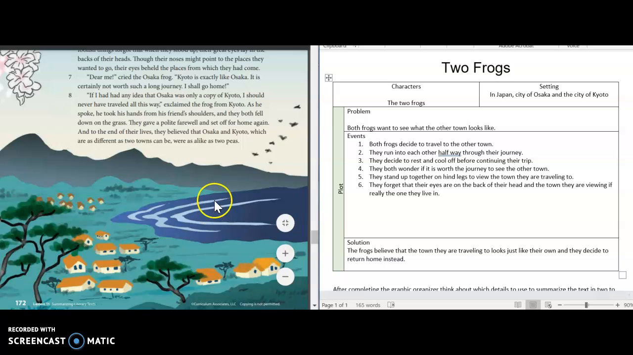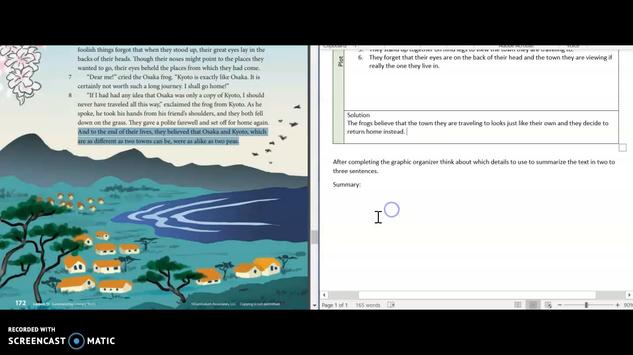So, yesterday, after completing this graphic organizer, you guys had to complete a discussion post where you were looking at this sentence right here, and you had to explain what the author meant by this sentence. And to the end of their lives, they believed that Osaka and Kyoto, which are as different as two towns can be, were alike as two peas. And you had to explain in the discussion post what that meant.